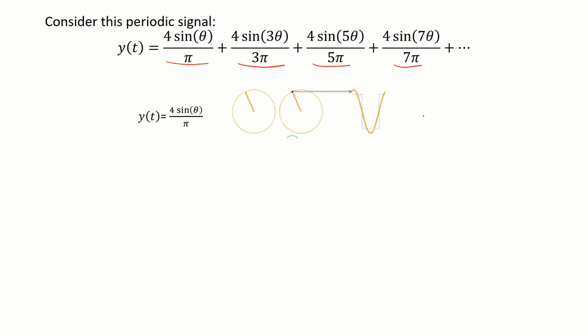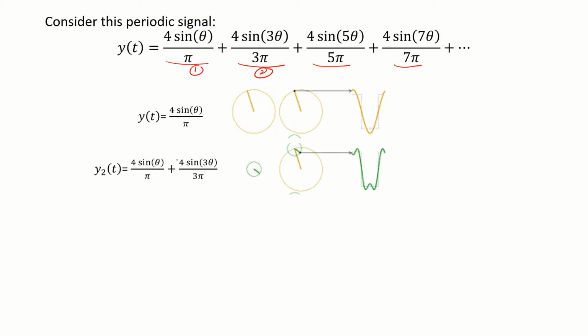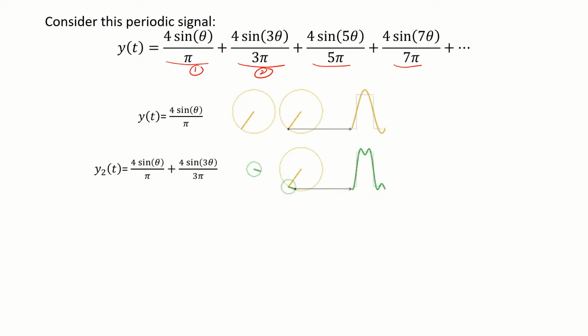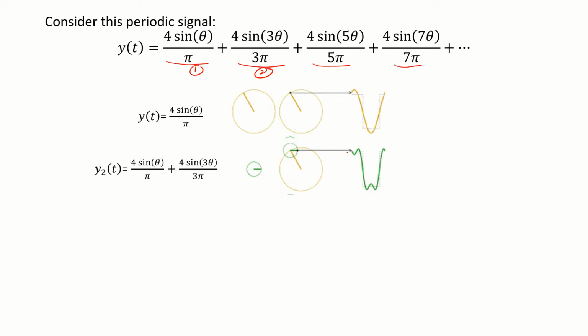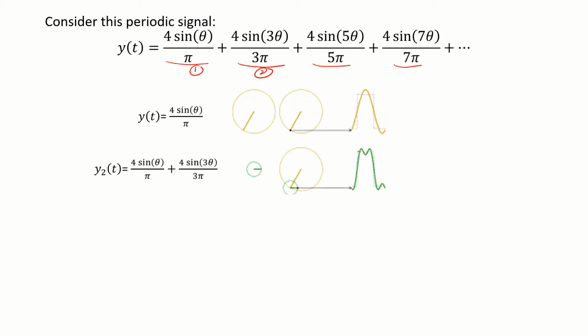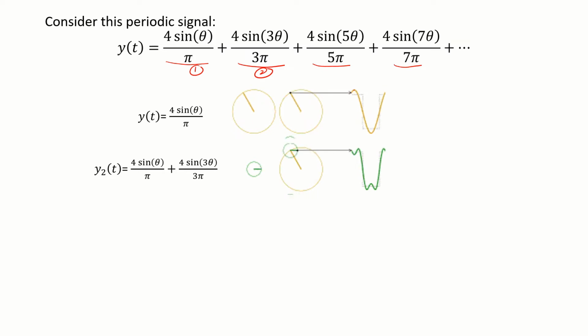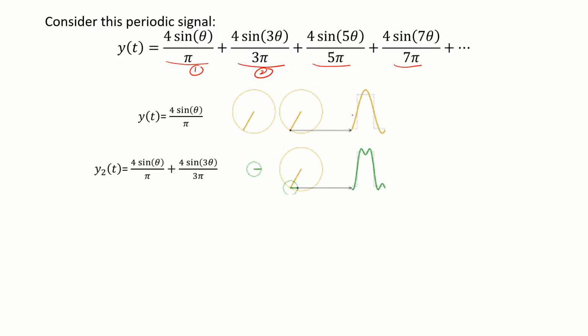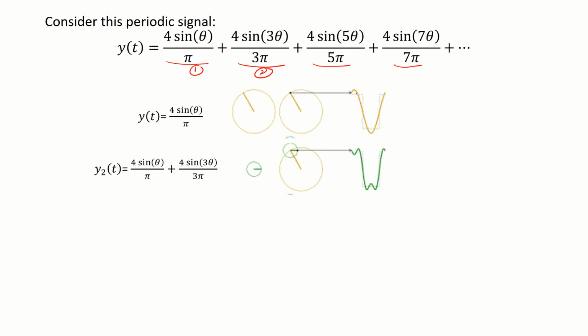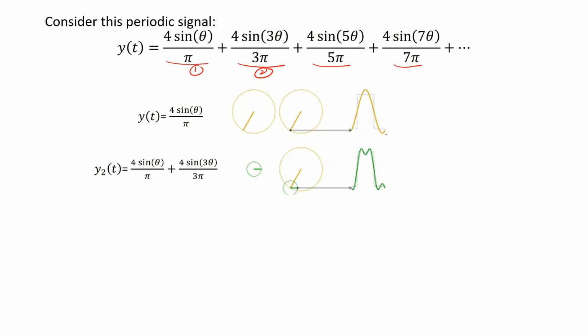However, if we add the first term and the second term, it looks like this. There is going to be some distortion at the upper peak and at the lower peak here. It is no longer what we call a nicely formed sine wave.